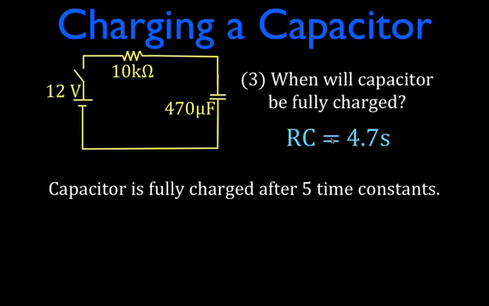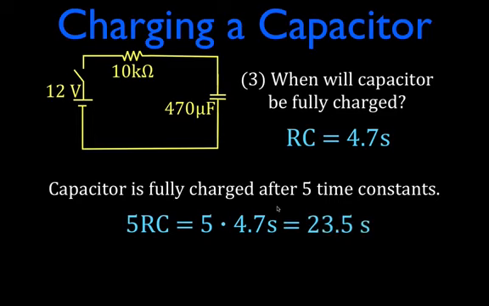So we're just going to multiply 5 times the time constant, 5 times RC, RC the time constant again, 5 times 4.7 seconds, and that tells us that the capacitor will be fully charged after 23.5 seconds. Okay, the capacitor is fully charged after 5 time constants.